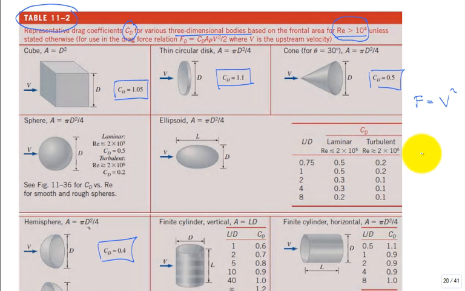So let's take a look. Here's a sphere. Now make sure that if you're turbulent, you're above 2 times 10 to the 6, the drag coefficient's 0.2. Okay? Look at a different figure if you want to compare smooth and rough spheres and you want to get it as a function of Reynolds number. We have that figure. We'll show it to you. But here's a cube. The drag coefficient's about 1. Here's a disk, 1.1. Here's a cone, 0.5.